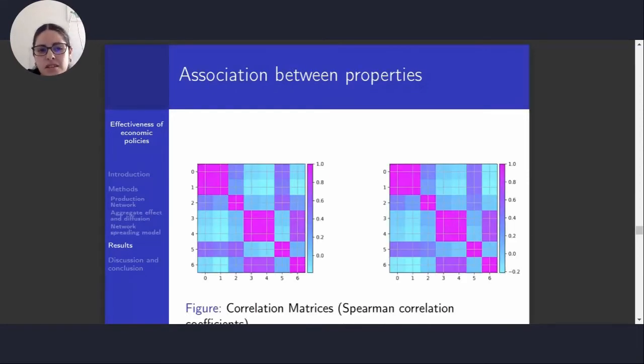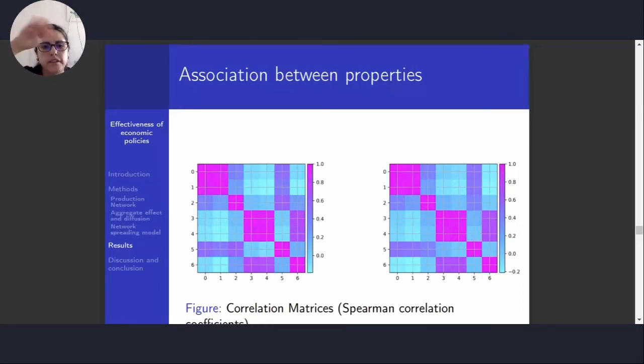In the next slide, I just want to give you another type of visualization that we can provide to policymakers. These are correlation matrices. If we look at them from the outside, we can see if there is some close relationship between these variables. The rows are the same as the columns. These are Spearman correlation coefficients. In order, the first row at the top is production, then value added, exports, aggregate effect, diffusion, and the two centralities that I talked about.